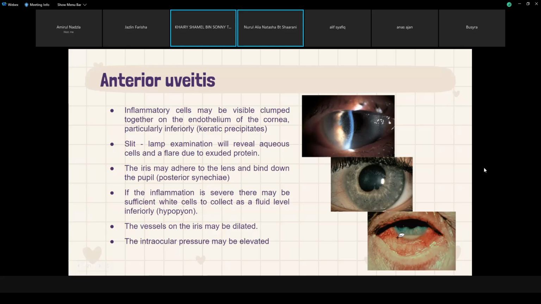And also, in anterior uveitis, the vessels on the iris may be dilated and intraocular pressure may be elevated. Okay.